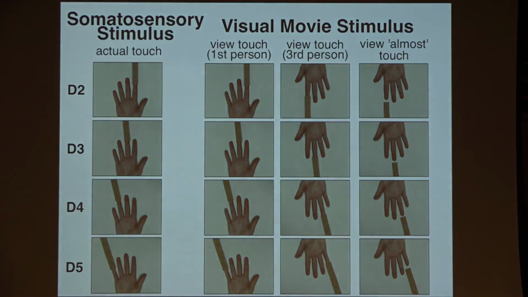And so I'll tell you what this experiment is. This is mirror neurons gone wild. It's a very simple experiment. Actually have somebody touch your hand with sandpaper versus look at somebody touching somebody else's hand with sandpaper, in third-person view, or almost touching their hand with sandpaper. The trick was to do this in a periodic fashion so that you could get a map of the actual touch and perhaps a map of visually induced empathetic touch.